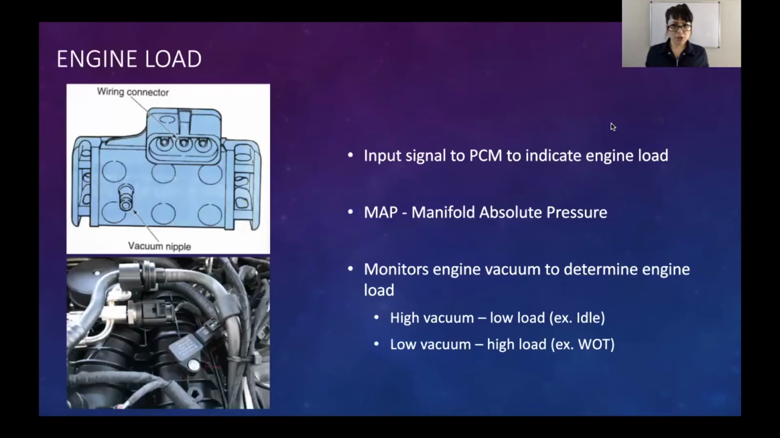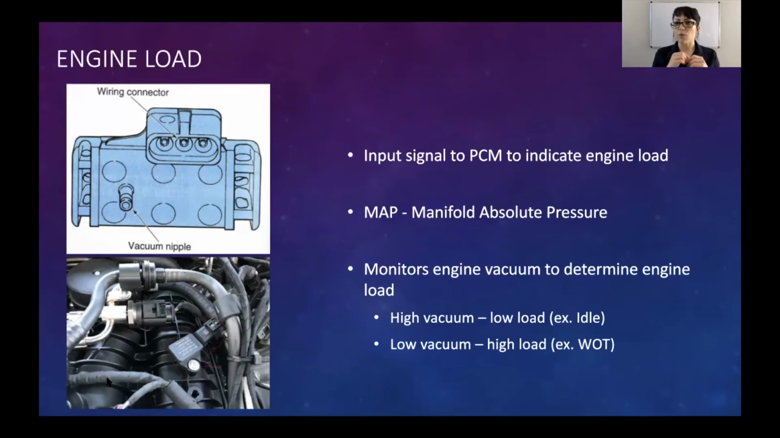Now, if it doesn't use an airflow sensor, it might use an engine load sensor. This system is what we call a speed density system, and it means it uses a pressure sensor instead. We call this a MAP. So instead of a MAF, mass airflow, this is a MAP, manifold absolute pressure sensor. And it is a pressure sensor, and I know this might be a hard picture to see, but this is an intake manifold.